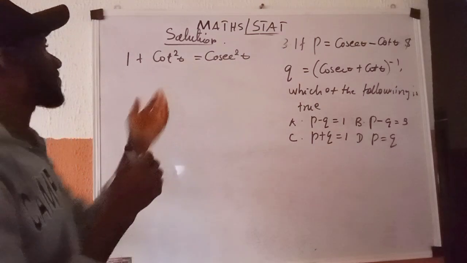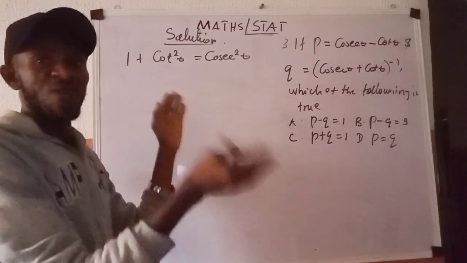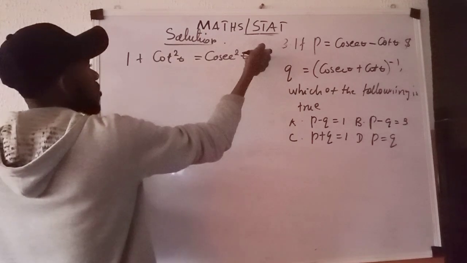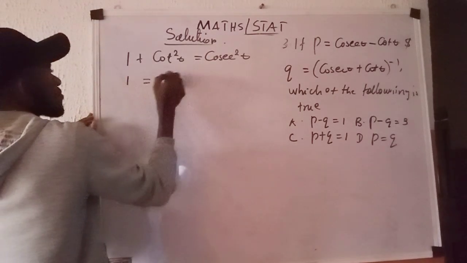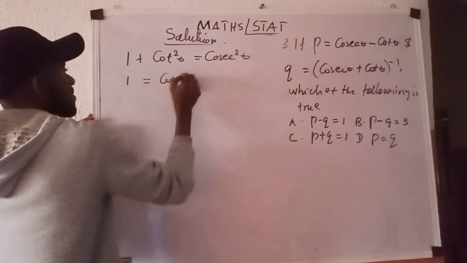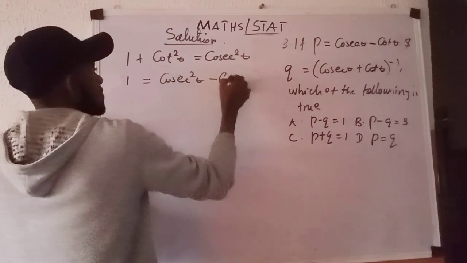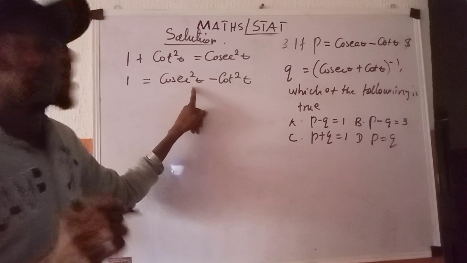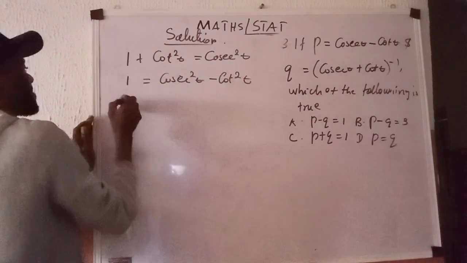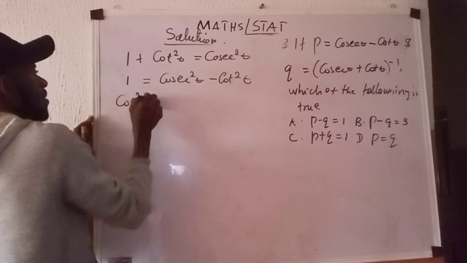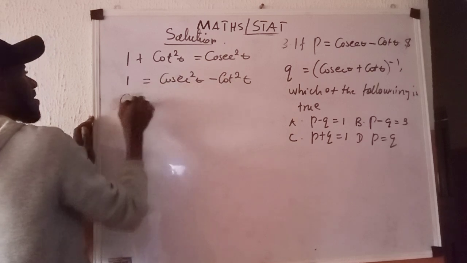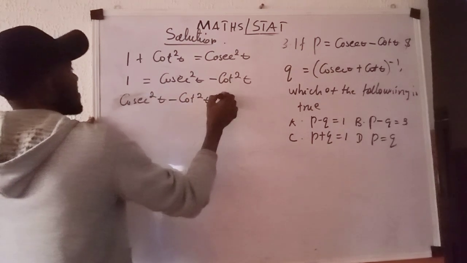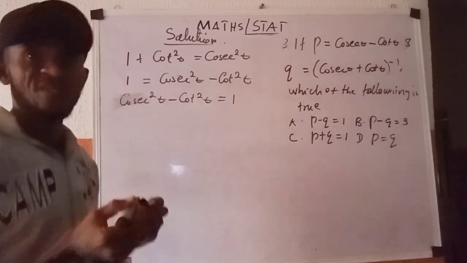And when you have something like this, of course, you can rearrange. By way of rearrangement, when you bring this cot square over here, you have that 1 equals cosec square theta minus cot square theta. This can be written like this. That is cosec square theta minus cot square theta is given as 1. This and this are the same thing. I didn't change anything.